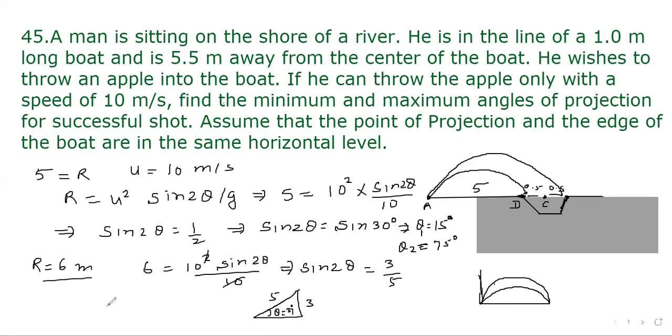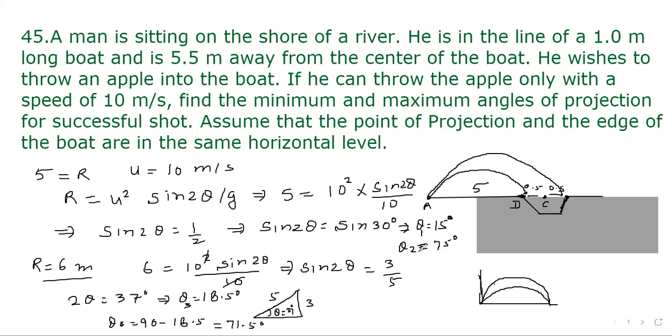Now, this 2 theta equals 37 degree, or theta equals 18.5 degree. Now again, same rule. For the same horizontal range, there are two angles. So another will be 90 minus theta. Suppose this is theta 3. Now theta 4 will be 90 minus 18.5, and that will be equal to 71.5.